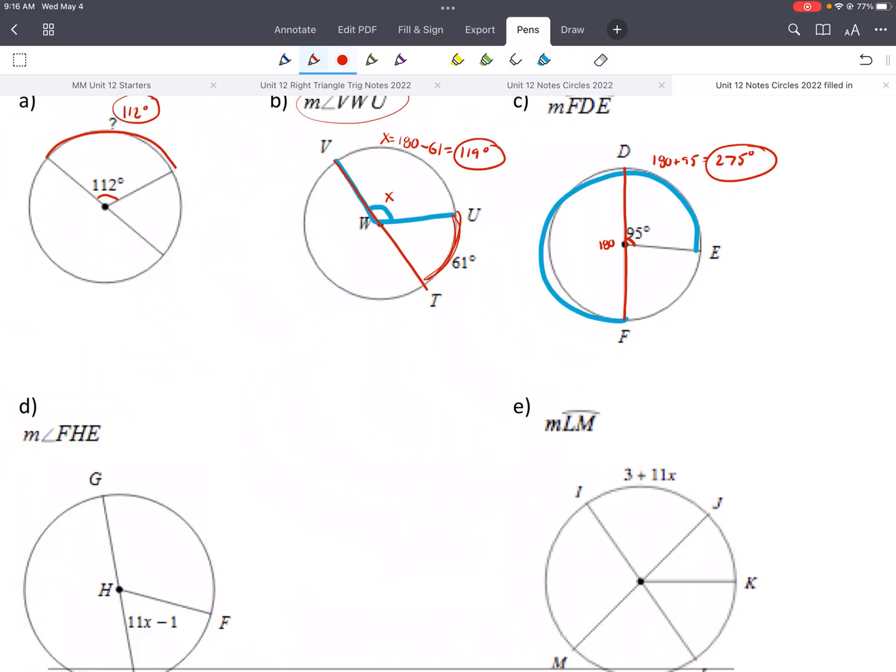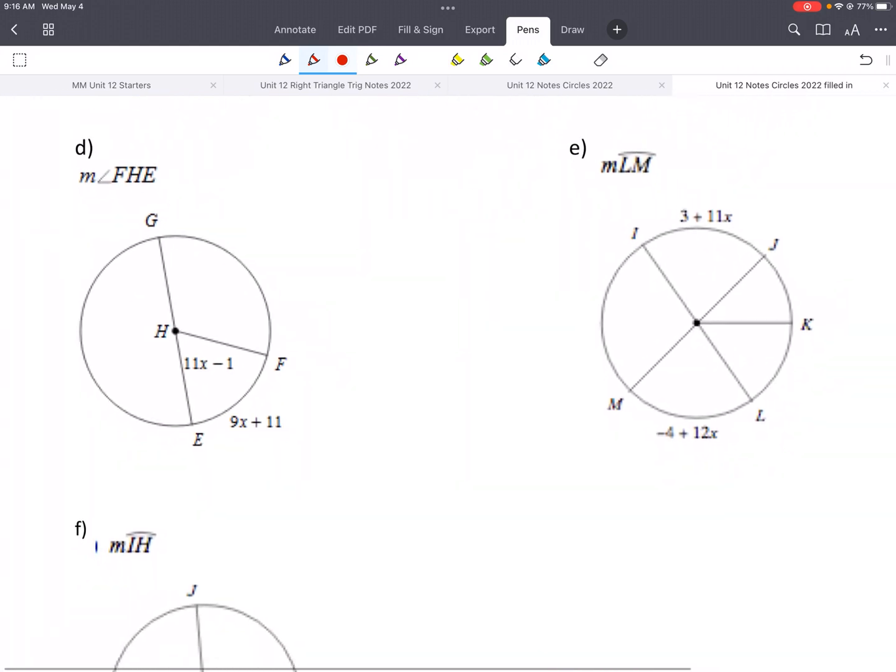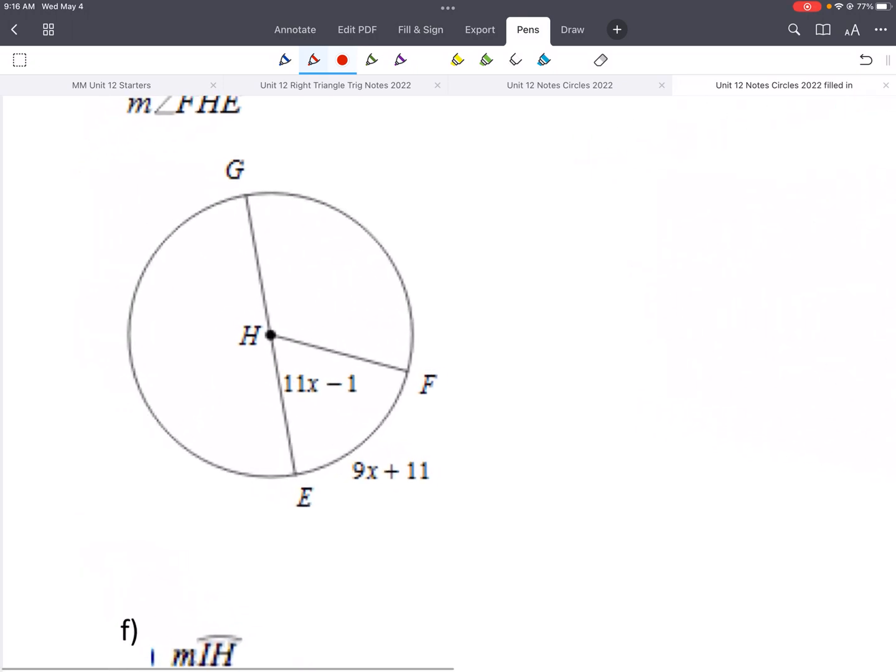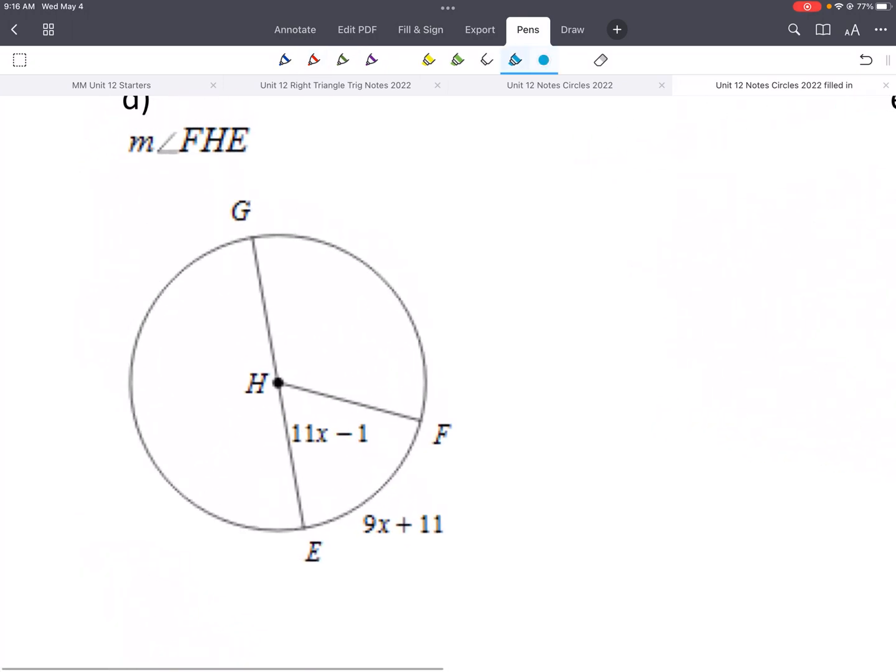All right, so feel free to pause and give a try on any of these. I think it will help you the best if you'll try it and then go over the lesson or the problem with me. All right, so here we're asked for FHE. So FHE is, and it's an angle. So we're looking for that angle.